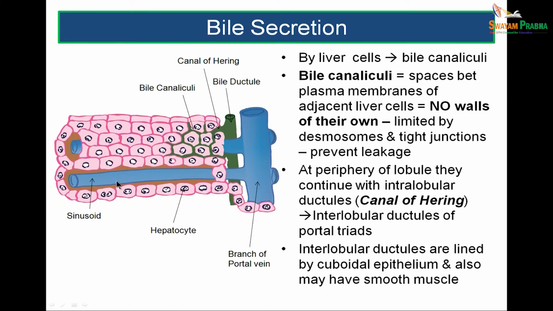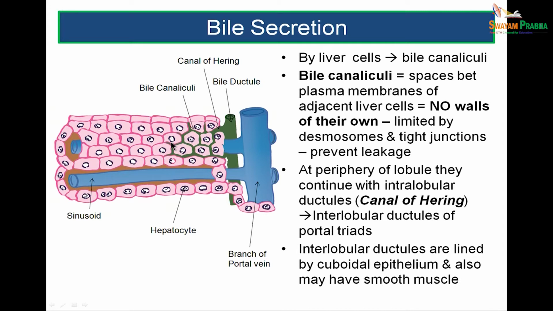This is an illustration showing you rows of hepatocytes, and this is the portal area containing a portal vein branch and a bile ductule. The bile canaliculi are spaces between adjacent hepatocytes, and they ultimately drain into the canal of Hering, which drains into the bile ductule in the portal space. On the other side, you can see the portal vein branch and the sinusoid branching off from it to supply blood between the liver cells.